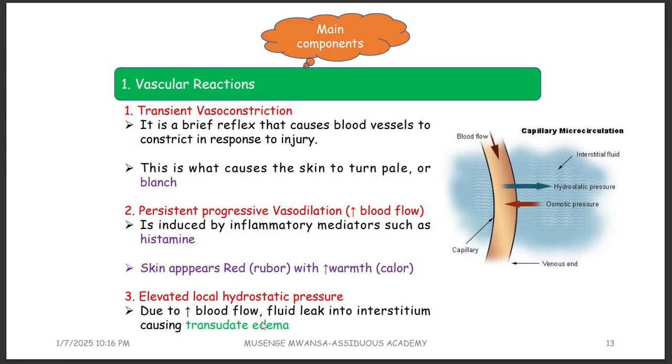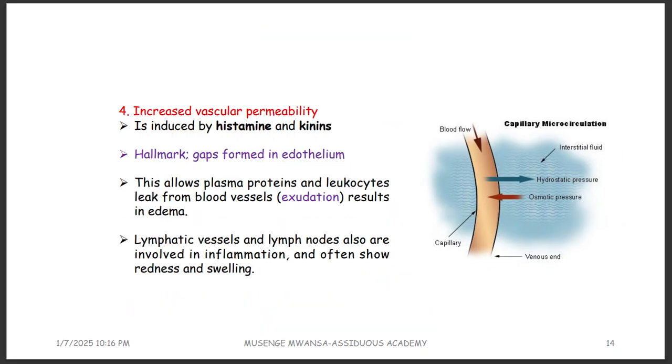And that leads to what? Transudate edema. Transudate edema is a type of edema where it's fluids leaving. Please take note of that. Not cells, but fluids. The next phase is now going to be an increase in vascular permeability.